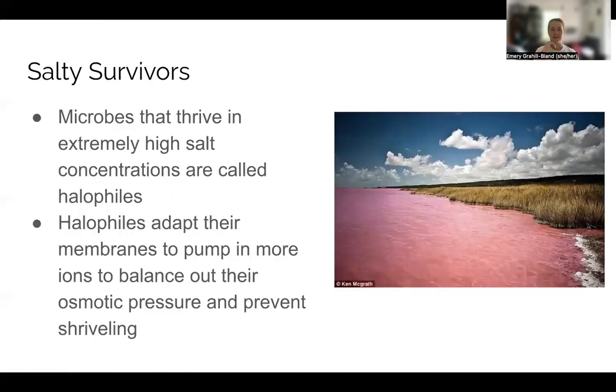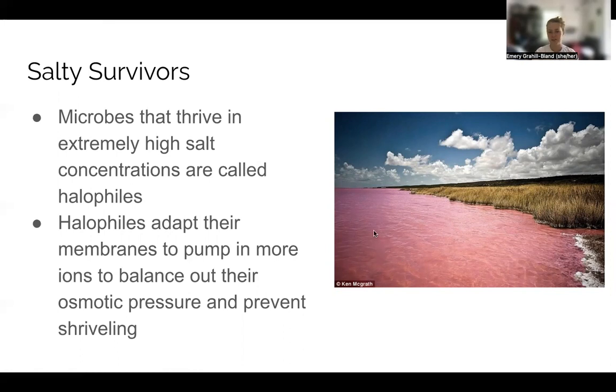So microbes that are surviving in these high salt concentrations, right? Anywhere where they're in a hypertonic solution and they would lose water to make themselves equal to the solution, those are called halophiles. Halo meaning salt and phile meaning loving. Halophiles adapt their membranes to be able to pump in more ions to balance out the osmotic pressure and prevent themselves from shriveling up because they've given all their water up to their environment. So basically they're taking in a bunch more salt so that they are balanced and they don't have to give up all their water.